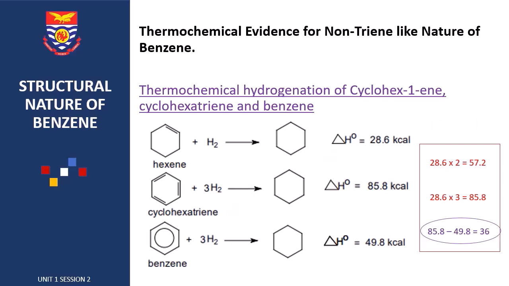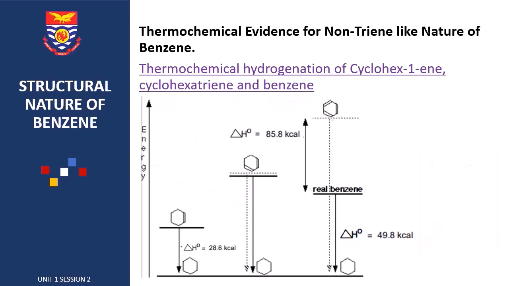And this next slide further confirms the fact that 1 double bond will produce this amount of energy, 2 will produce 2 times this energy, and 3 will produce 3 times, 85.8 kilocalories per mole. That's 3 double bonds. However, the actual benzene itself has far less energy as compared to that of cyclohexatriene. So this further confirms the structure of benzene to be different from the structure proposed by Kekule.